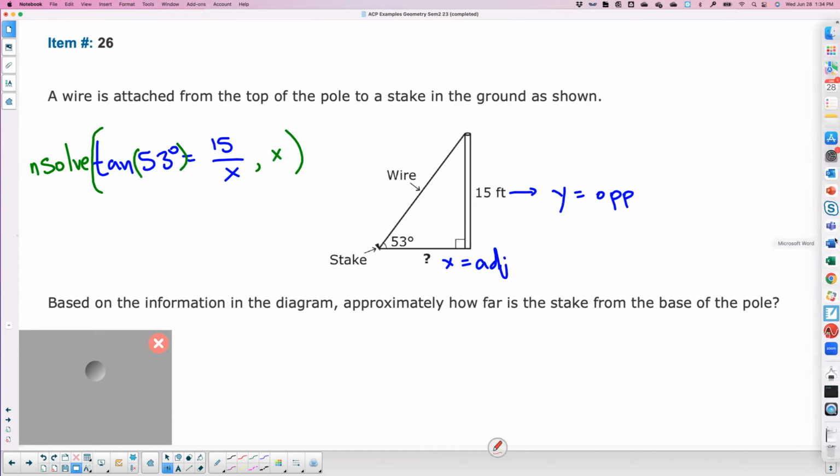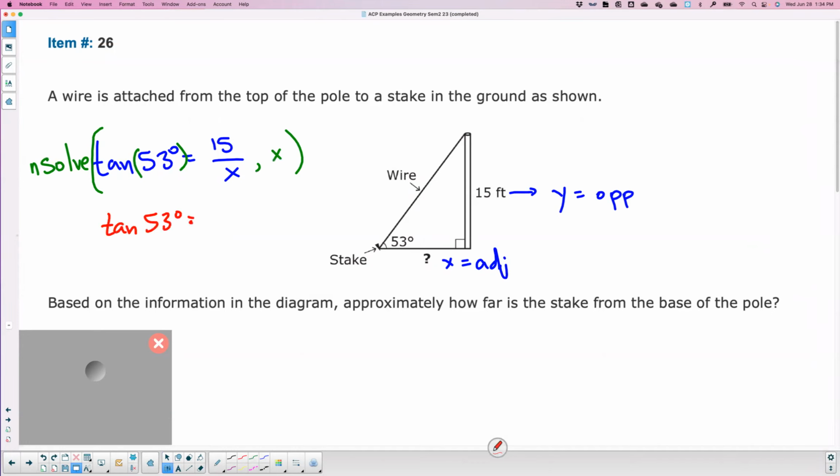Now I'm going to do algebra though with you. So here's the algebra. If you have tangent of 53 degrees equals 15 divided by x, here's where the people that got 19 were going wrong. What is actually doing the dividing on this side of the equation? The x, not the 15, the x is dividing. What's the opposite of dividing by x? You multiply by x. So if I multiply both sides by x, now I have x tangent of 53 equals 15.